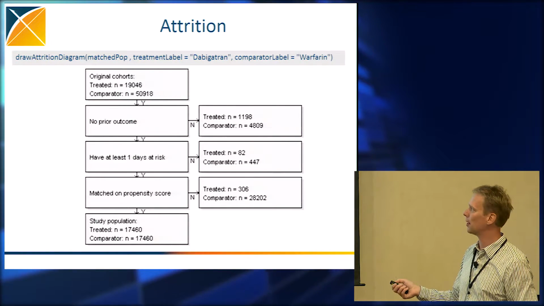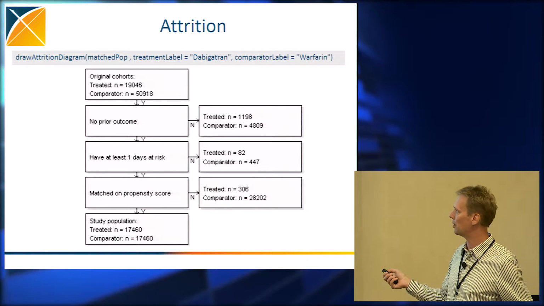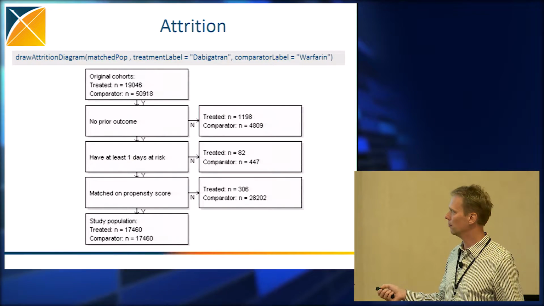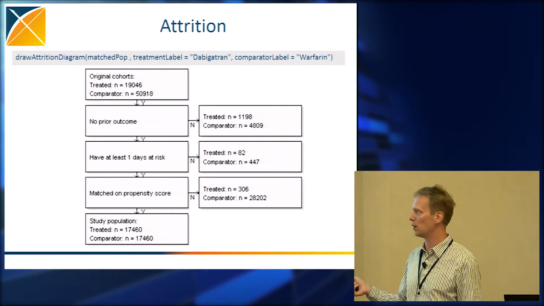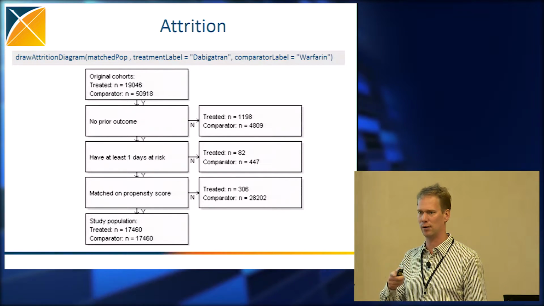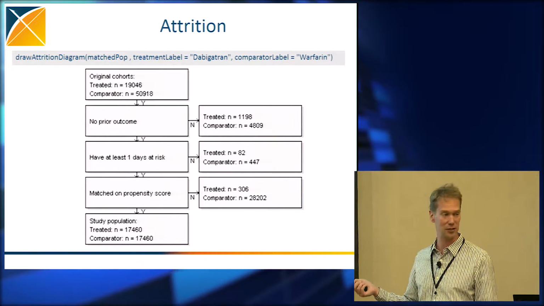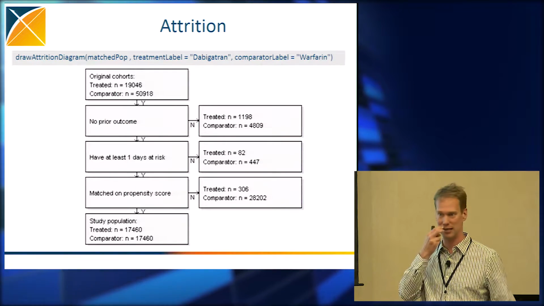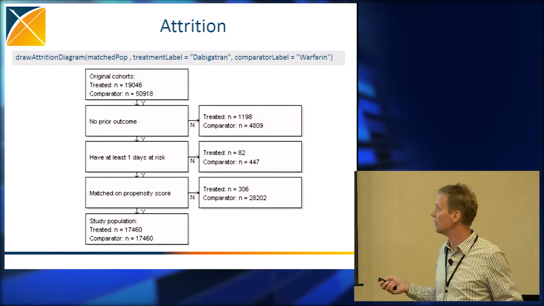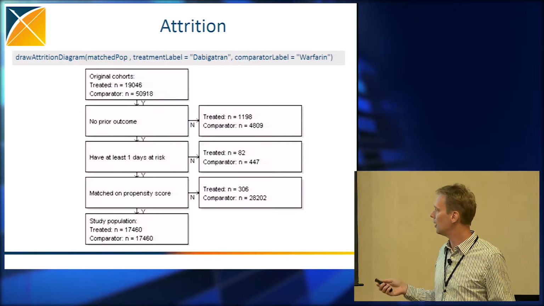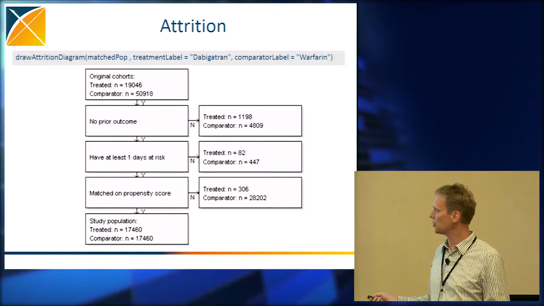We removed people that had a prior outcome, so we see how many were kicked out. We required them to have at least 1 day at risk, and I think somebody raised the point, well, maybe we should increase that number. Let's say they should at least have 30 days at risk. We could do that if we wanted to. I don't think Graham did. And we matched on propensity score, and we lost quite a lot of people.